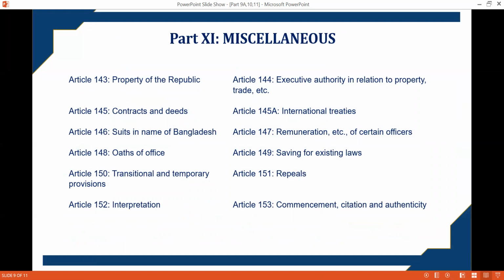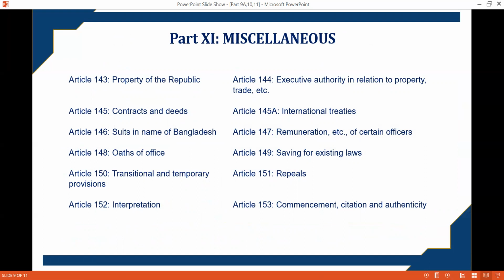Now coming to Part 11. Part 11 deals with various issues ranging from property of the Republic, international treaties, and oath taking to authentic texts of and commencement of the Constitution.